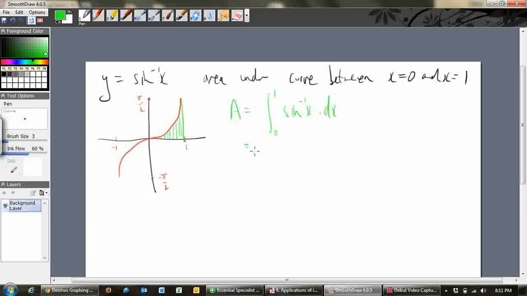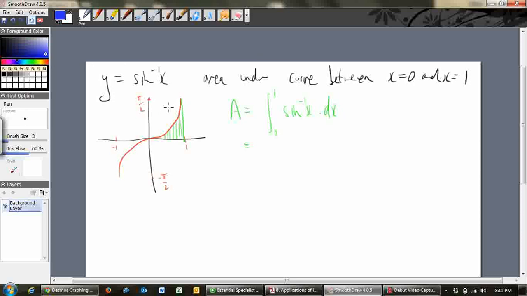Sweet, no worries. Equals, well, you don't know this yet, how to integrate sine negative 1 x, or arc sine x here. And so we need to figure out another way. And remember, we can find the area of the inverse of this. If the inverse of sine negative 1 x is sine x, we can integrate that. And so looking at this, it might be possible to do something else with it.